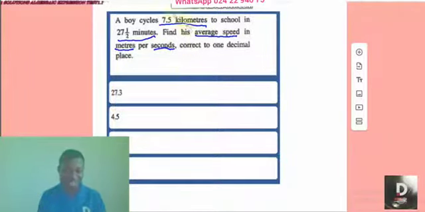What do you do? Convert, because he gave you the distance in kilometers and he's asking for the answer in meters, and the time too he gave you in minutes, asking for the time in what? Seconds. So you just convert before you write the average speed. I know average speed, I've explained further. Average speed equals distance covered divided by time taken.